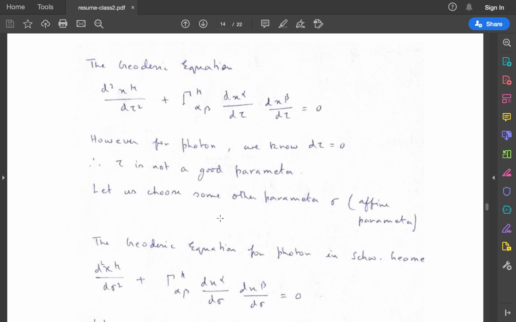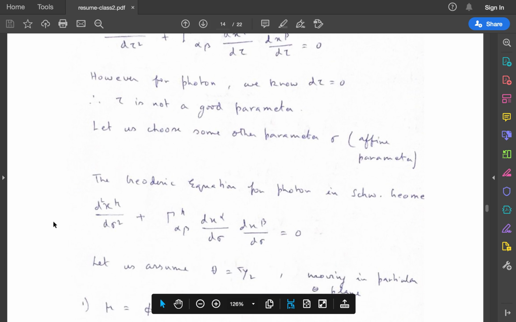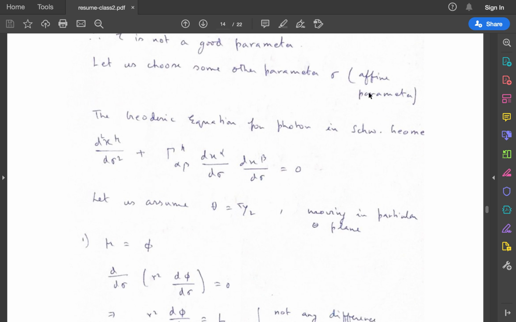So let us choose some other parameter, sigma, but this parameter has to be affine. An affine parameter is a parameter which respects some property which we have discussed earlier. Now if I write the geodesic equation for photon in terms of this affine parameter sigma for a Schwarzschild geometry, we have d square x mu by d sigma square plus gamma mu alpha beta dx alpha by d sigma dx beta by d sigma equal to 0.